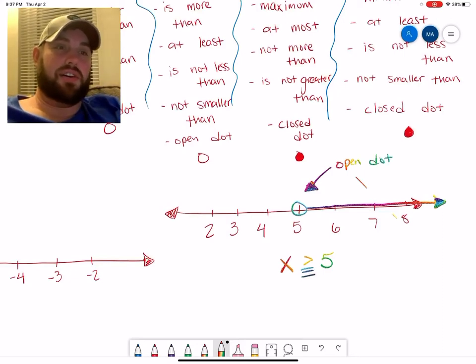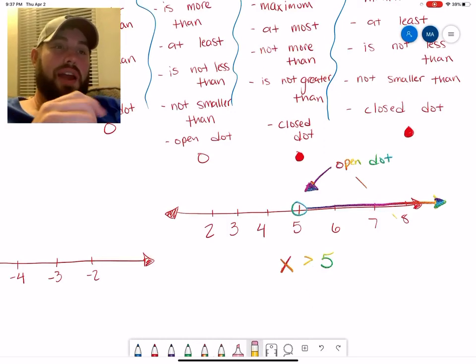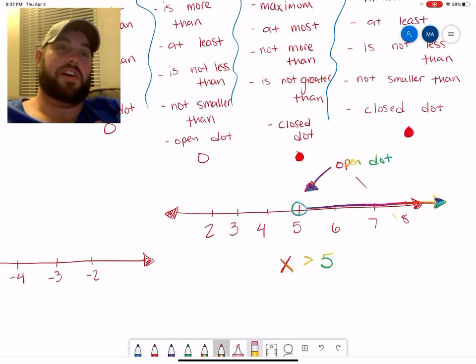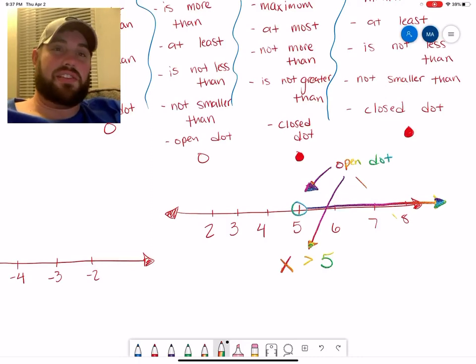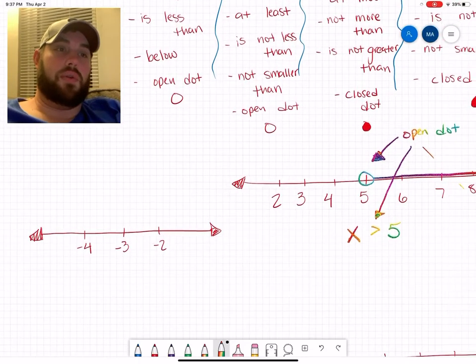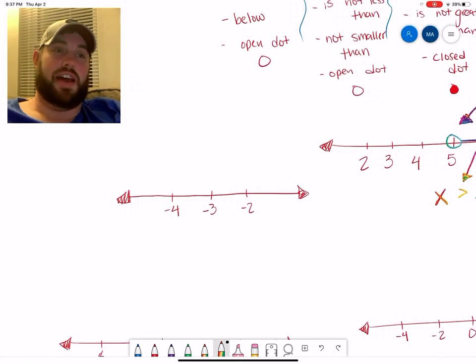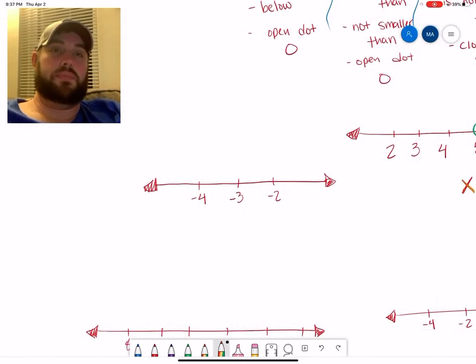So the sign tells me that it is open and it's pointing to the right because it's all numbers greater than 5 that are true. So it could be 6, 7, 8, 9, 1,000, 2,042, 7,684. All of the numbers to the right could be true. So there's so many different answers for that. Okay, let's look at our next one.